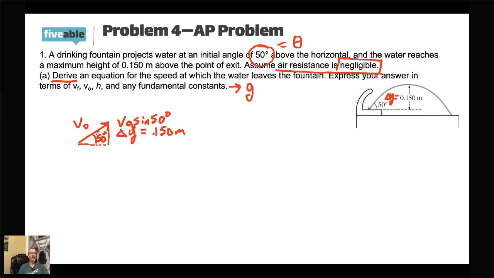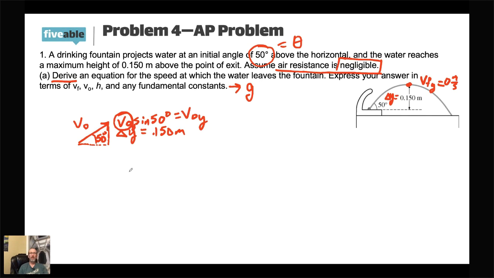How did we know it was sine? Remember, it is the opposite side of the triangle. From that last problem, we also said that the final velocity in the y direction is equal to 0 meters per second. So let's try to find an equation for VO. We want just the equation for VO, so we're looking to see if we can solve something for this. And remember, this whole thing here is equal to the original velocity in the y direction.